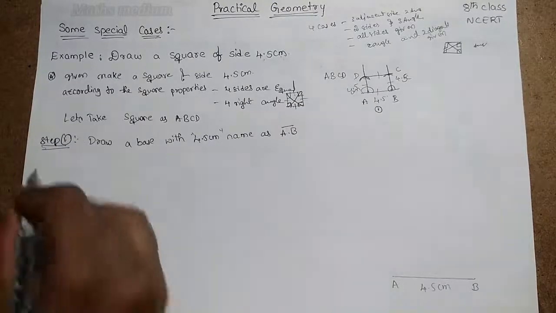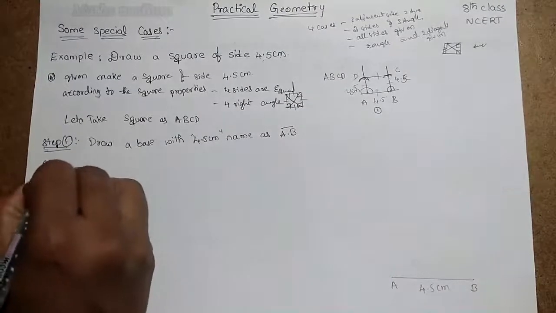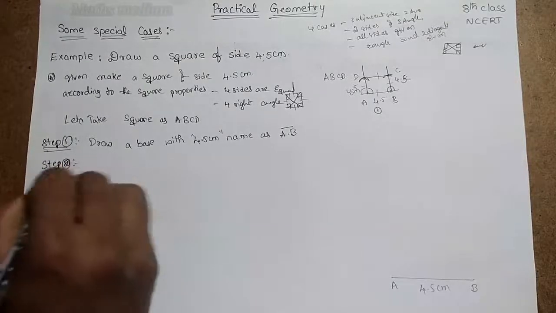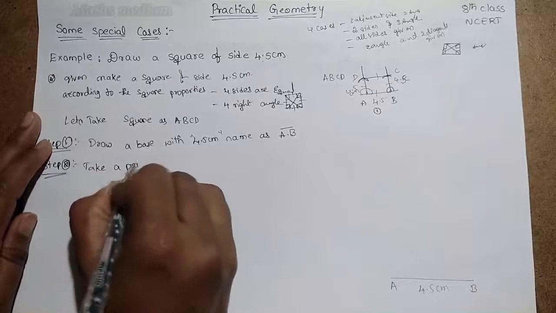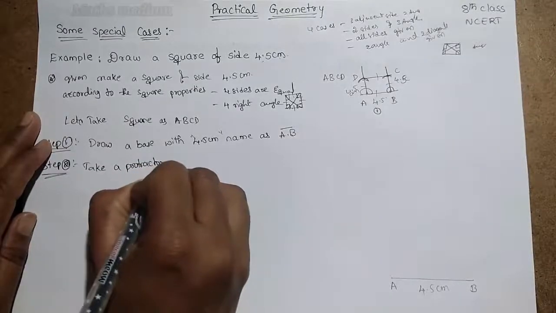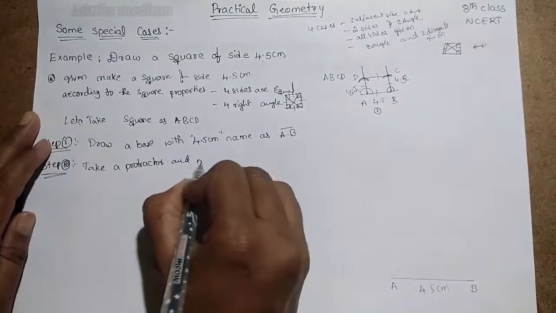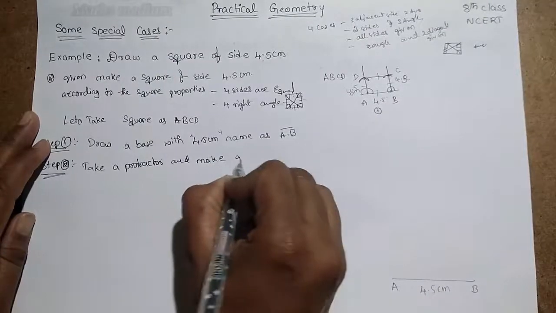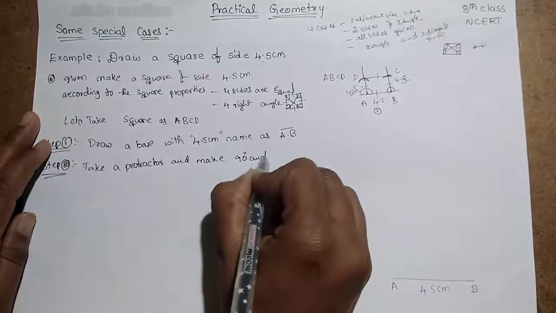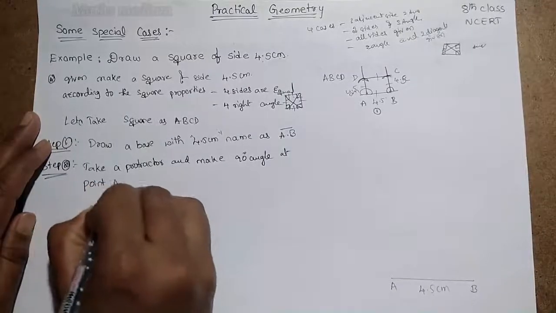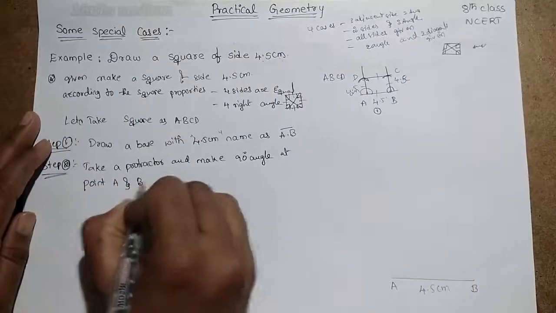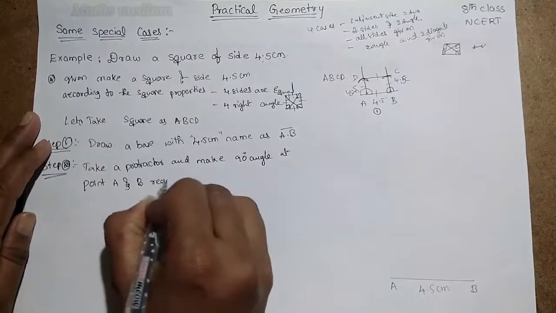This is the step 1. Next, step 2. Step 2, take protractor and make 90 degrees angle at point A and B respectively.